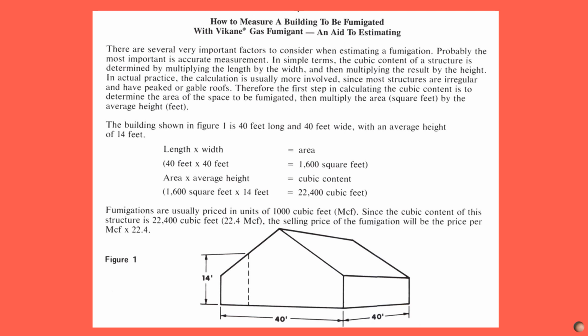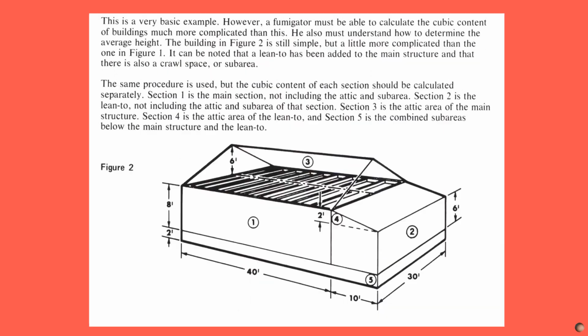Fumigations are usually priced in units of 1,000 cubic feet, MCF. Since the cubic content of this structure is 22,400 cubic feet, 22.4 MCF, the selling price of the fumigation will be the price per MCF times 22.4. This is a very basic example. However, a fumigator must be able to calculate the cubic content of buildings much more complicated than this. He also must understand how to determine the average height.